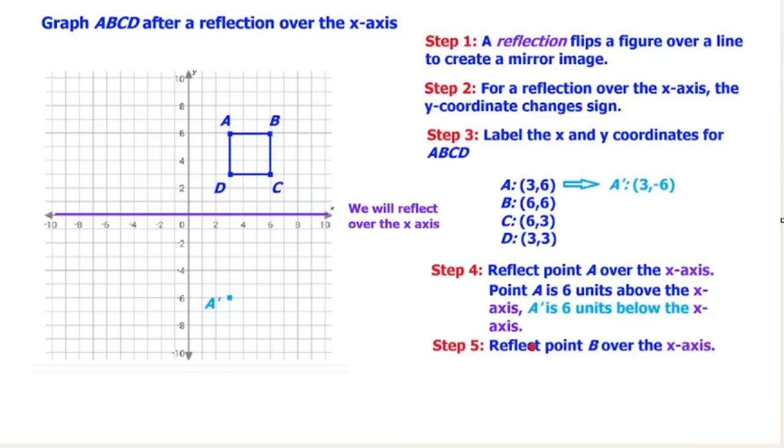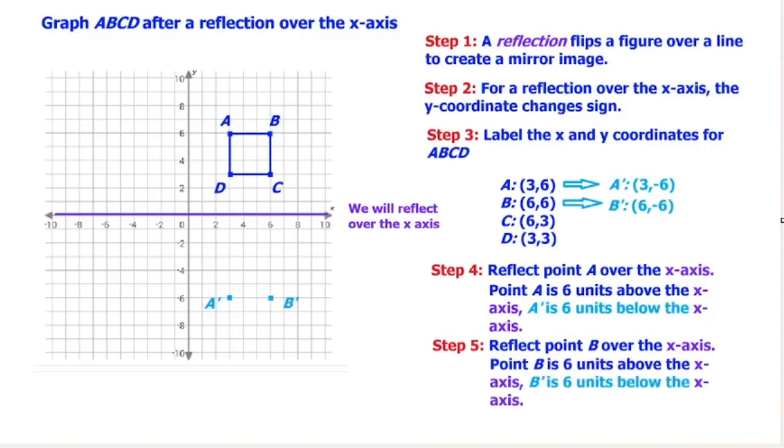Now reflect point B over the x-axis. And you follow the same steps. Point B is 6 units above the x-axis, so B prime is going to be 6 units below the x-axis. So it's here. And its coordinates are 6, -6. Okay?